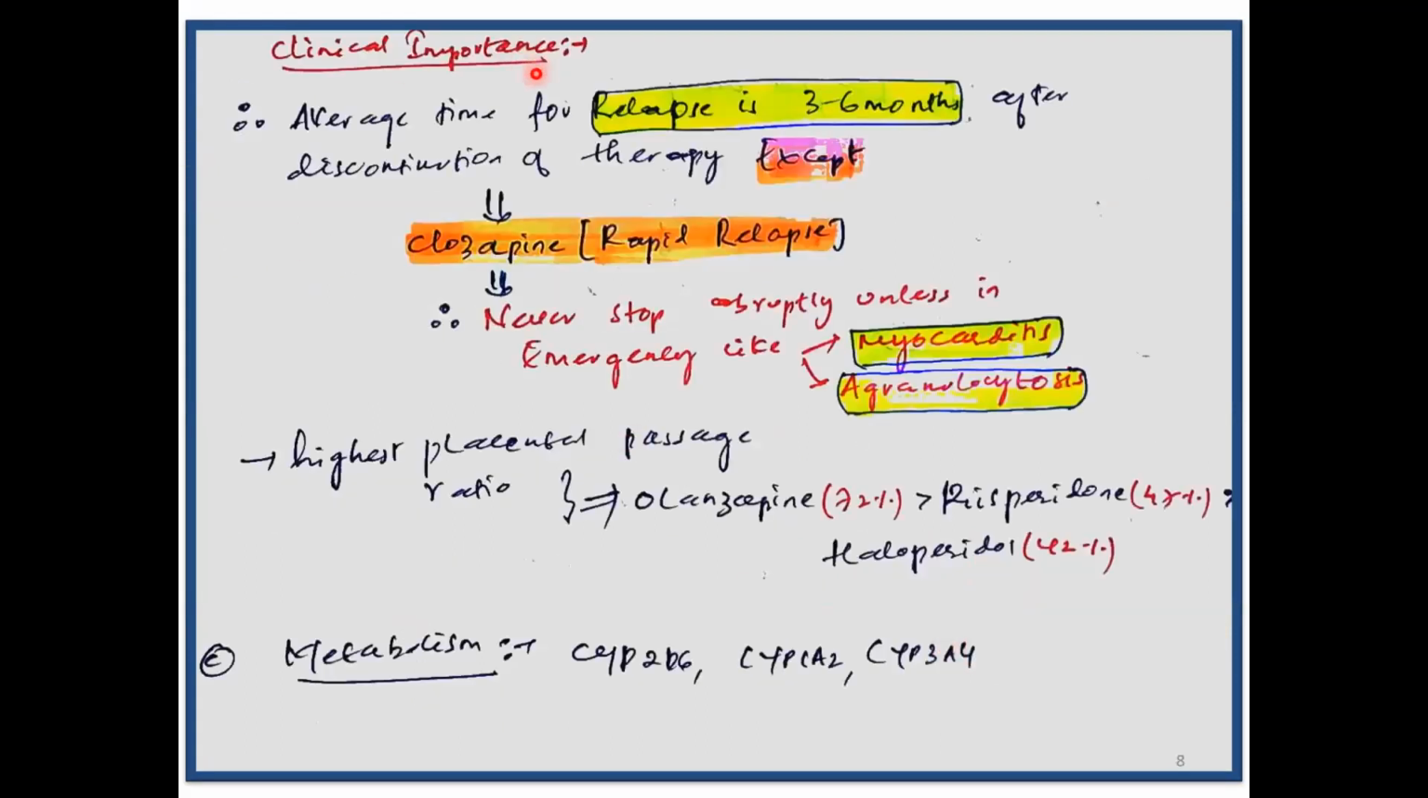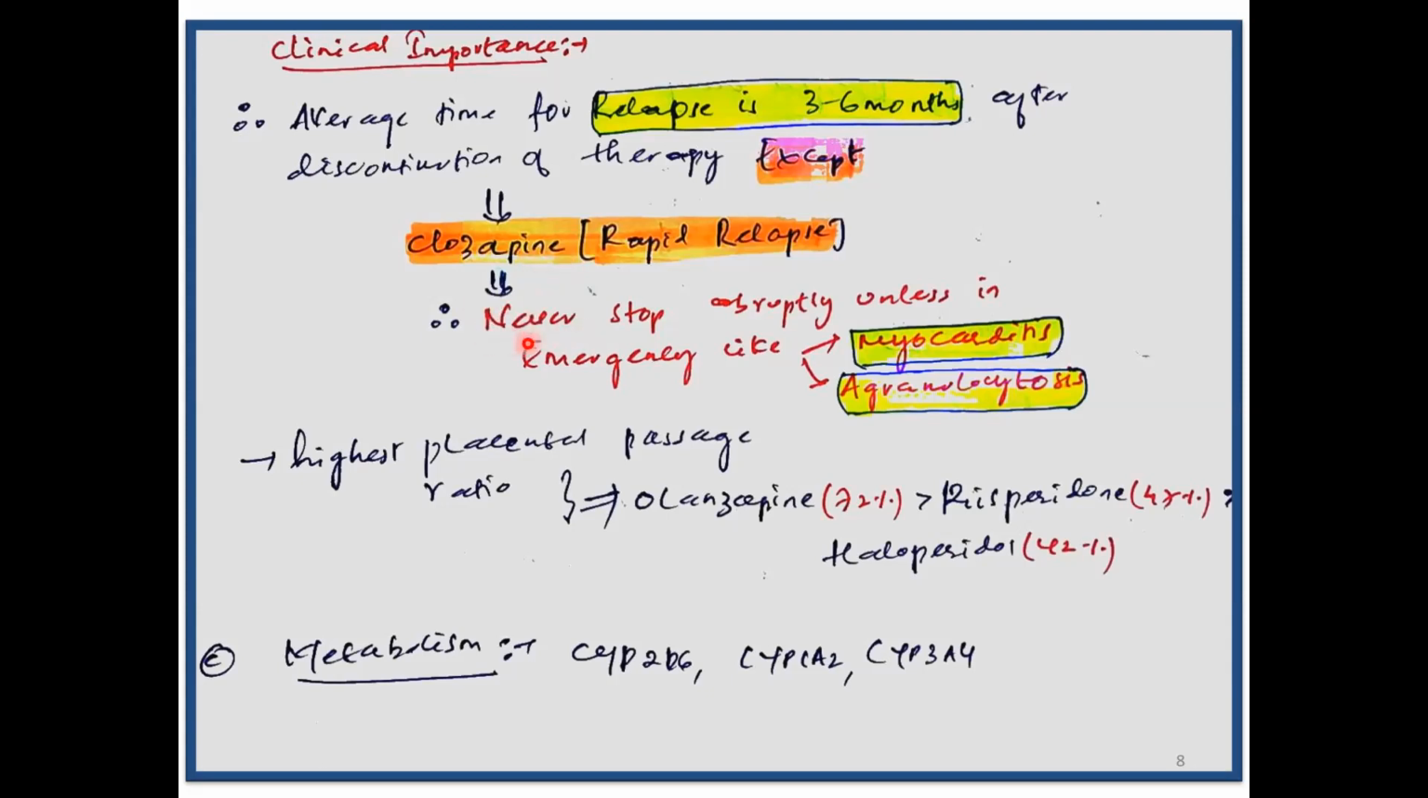Now, coming on to the clinical importance of this kinetics. It's been seen that the average time for relapse is 3 to 6 months for most of the drugs, because they have a higher tendency of binding to the D2 receptors for a longer duration, and also because of the higher volume of distribution. So even after discontinuation, the relapse takes 3 to 6 months, except for clozapine, where there is a rapid relapse.